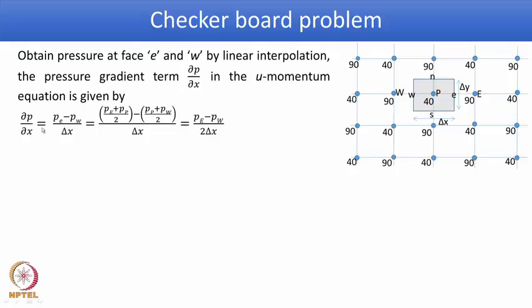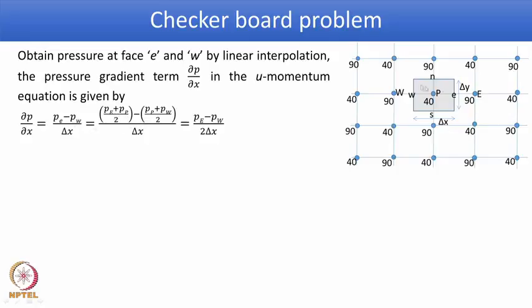So, ∂P/∂x for the cell that is shown is actually P at east face minus P at west face by delta x, and that is what is shown here because it is ∂P/∂x. Now, P at east face is obtained by linear interpolation. Pressure at node P, the point of interest, and pressure at node E, the adjacent node, are used to get pressure at east face. So, it is shown here: (P_E + P_P)/2.